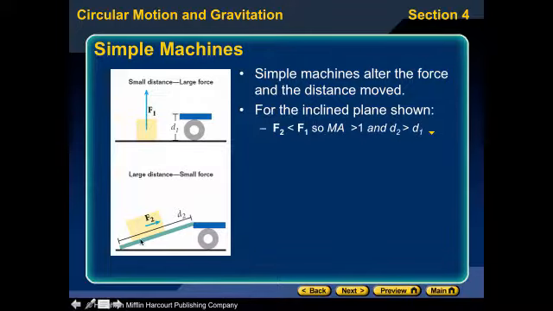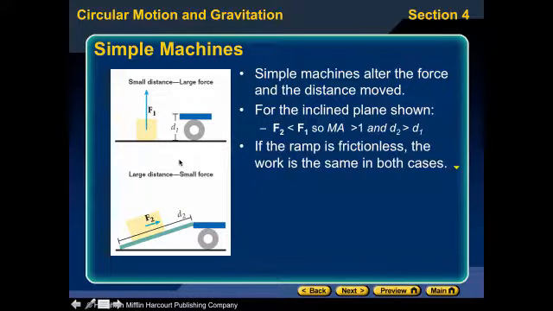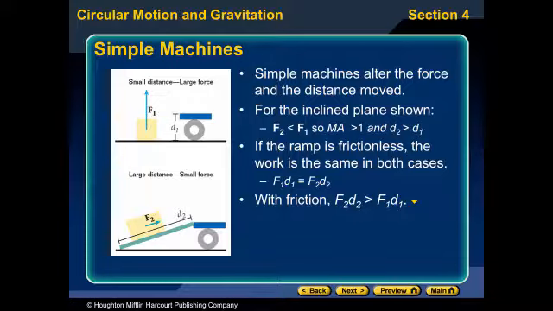But you have increased the distance. So if you want to decrease the force, you have to increase the distance for an inclined plane. If the ramp is frictionless, the work is the same in both cases, because your force times distance is the same: a bigger force and smaller distance in the first case, and a smaller force and larger distance in the second case. With friction, you're going to have a little more work.